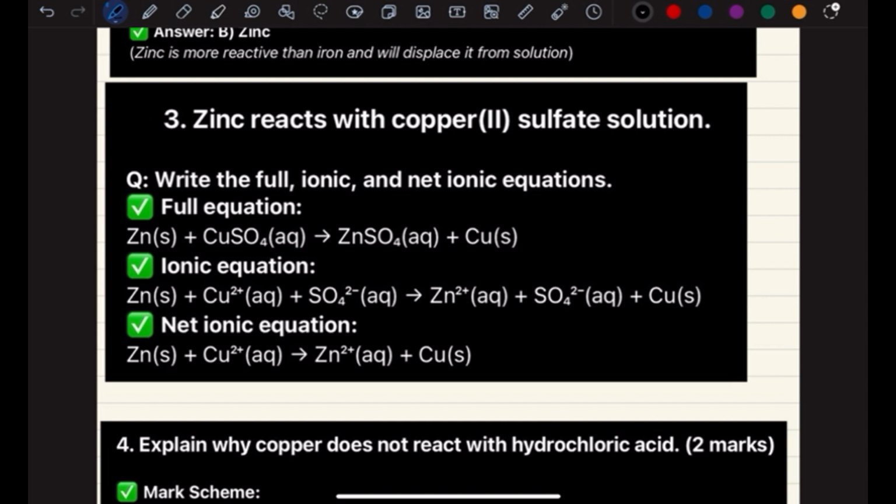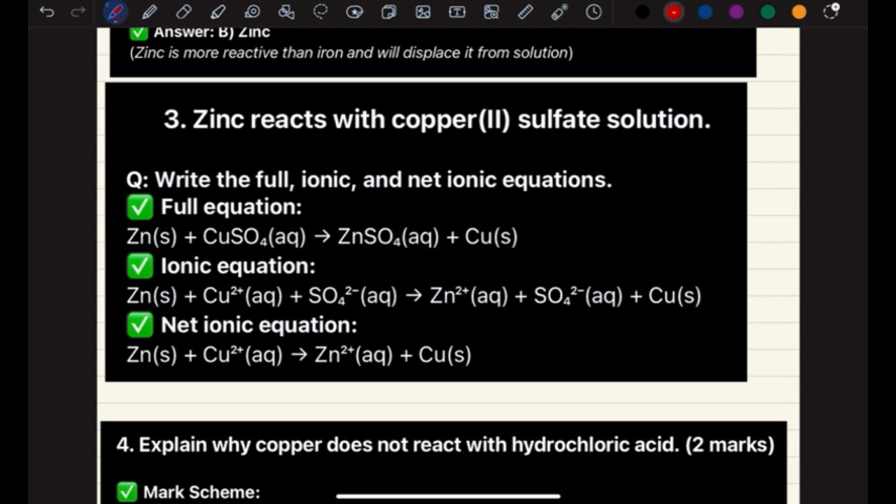Now, we need to split into the ions. Zinc's fine as a solid, so we leave it. Copper sulfate's aqueous, so we need to split it into its ions, Cu2+ and SO4 2-. Now go to the other side. Zinc sulfate's aqueous, so you've got the Zn2+ and the SO4 2-. And then you've got the copper by itself because it's solid.